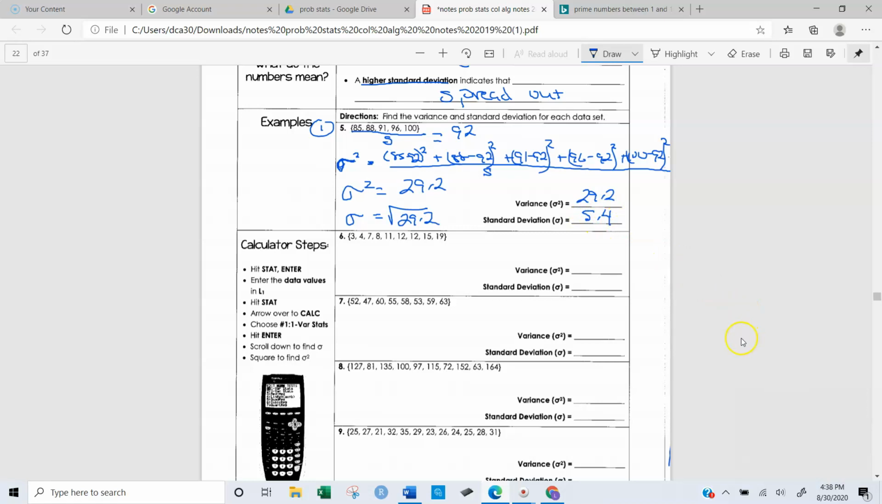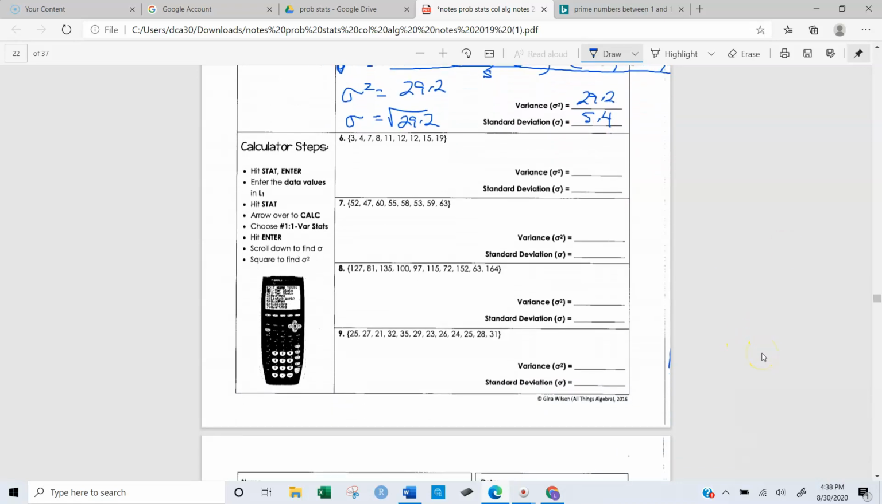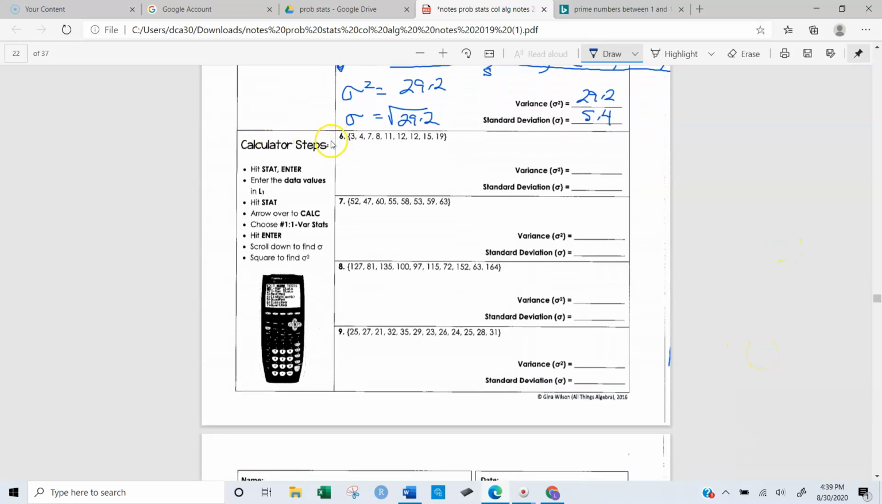All right, we're not going to do a ton of numbers here because this takes forever. I want you to do number 6. So pause and try this and see how you do.